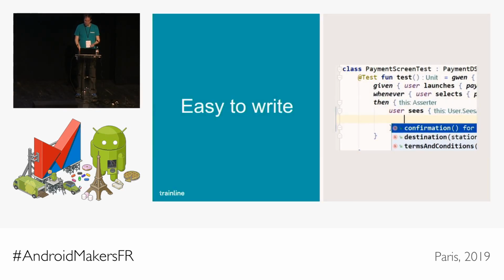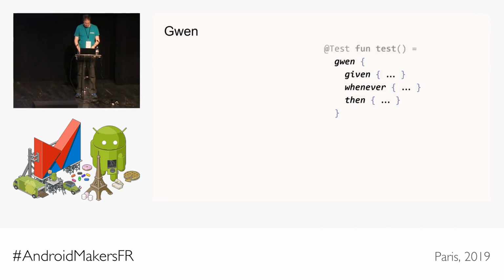So next, how do we make it easy to write? We wanted to use the IDE to its full potential, and we wanted to make the structure very strict so we can't make mistakes. So we started with this. It's a quite simple structure, but there is no scoping. These are just simple higher-order functions.